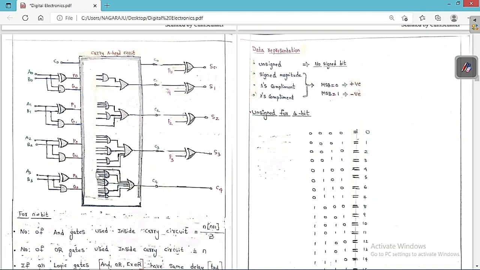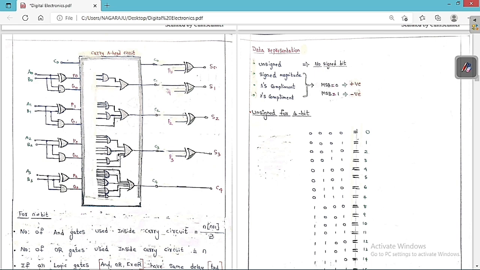You can see clearly here we are going to use 4, here 3, here 2, and here 1. So for 4 bits, we have used 4 AND gates, here 3 AND gates, here 2 AND gates, and here 1 AND gate. If you add all these, 4 plus 3 plus 2 plus 1. So suppose for n bits, we get n plus n minus 1 plus n minus 2 up to 1.